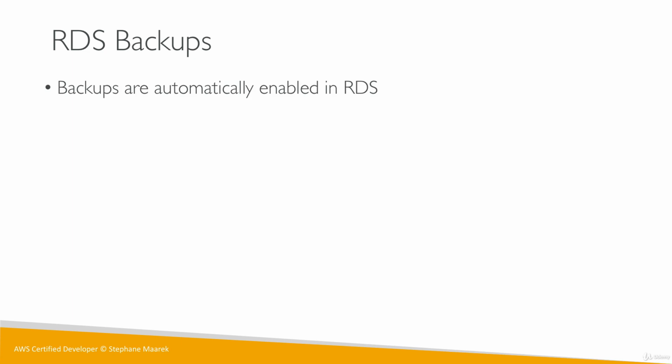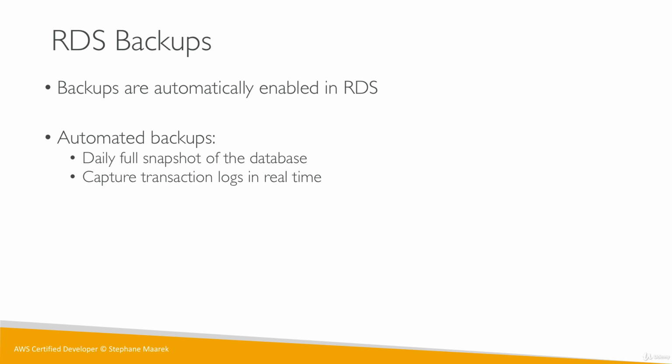Now, backups. Backups are automatically enabled in RDS. They're automated backups, so there's a daily full snapshot of the database. Every night, there will be a full snapshot of the database. And then all the transaction logs are captured in real time, so that using that transaction log, you're able to restore your database to any point in time. And that's quite a nice feature.